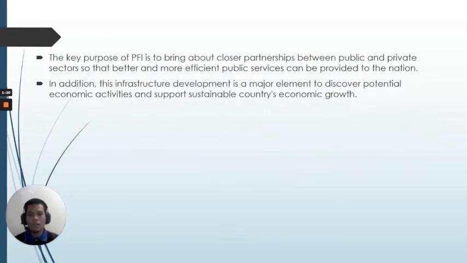The key purpose of PFI is to bring about a closer partnership between public and private sectors so that better and more efficient public services can be provided to the nation. In addition, this infrastructure development is a major element to discover potential economic activities and support the country's sustainable economic growth.